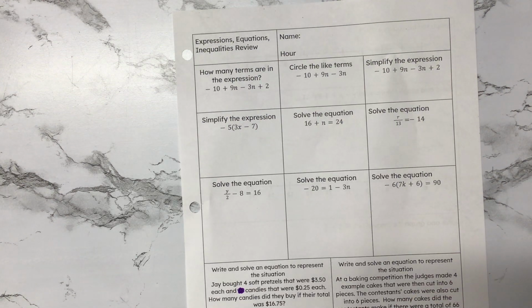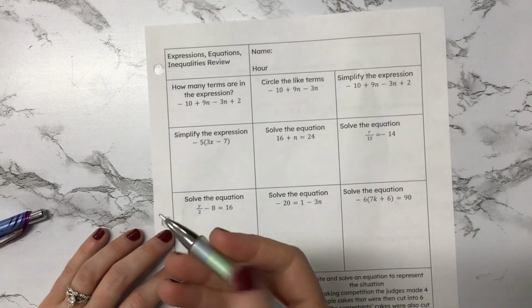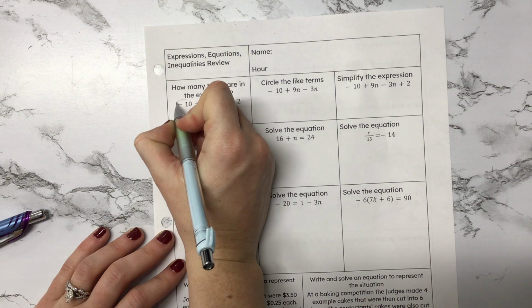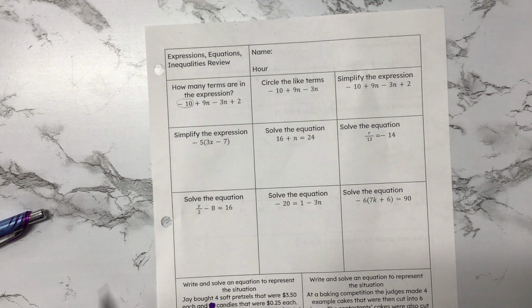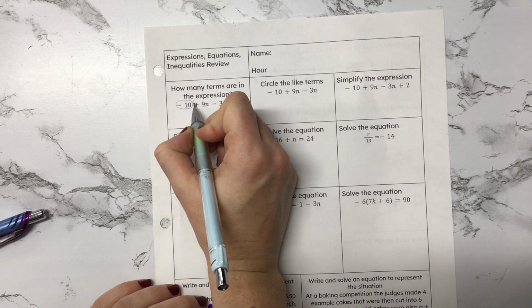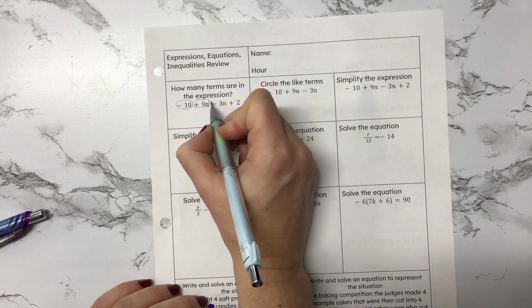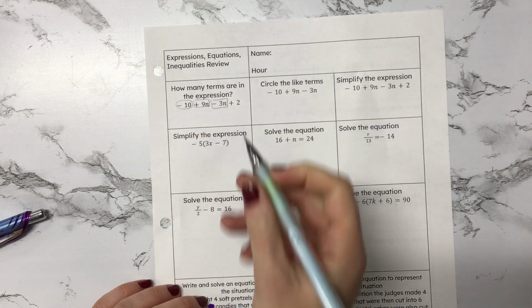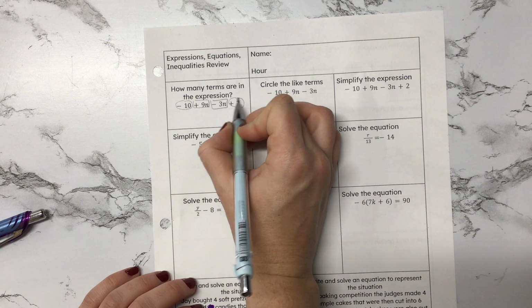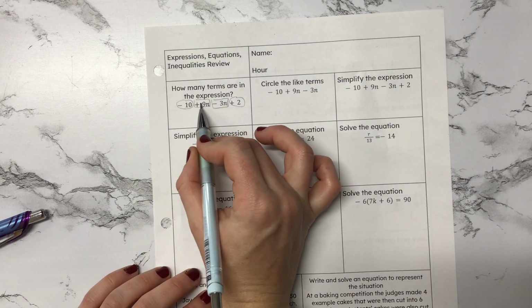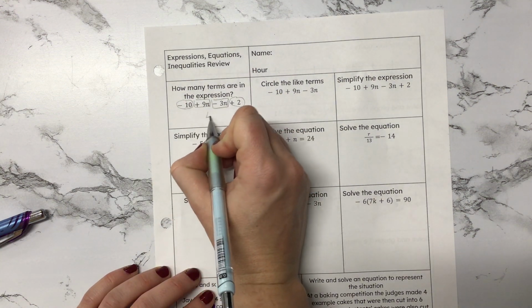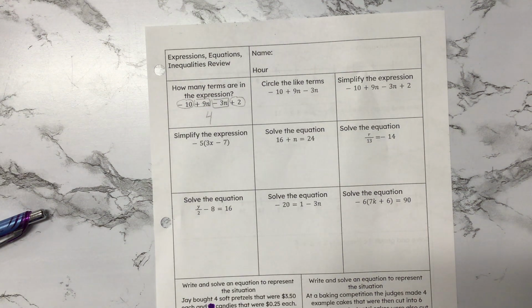And I'm gonna write in pencil today. It's got good lighting. All right, so -10 is its own term, plus 9n is a term, minus 3n is a term, and plus 2 is a term. So there's 1, 2, 3, 4 things that I either circled or boxed.